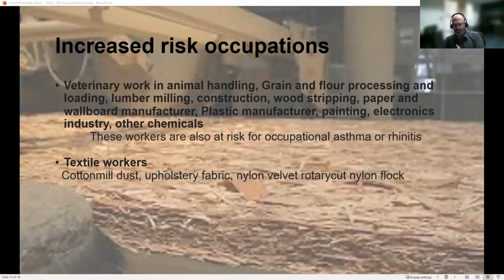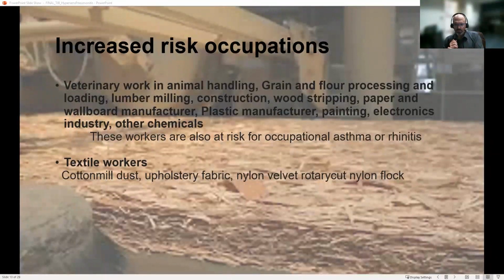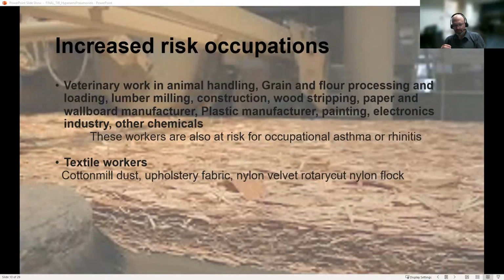So other occupations that we haven't talked about yet are grain and flour processing, lumber milling, wood stripping, plastics, paint, electronics industry, and other chemicals. And again, also at risk for occupational asthma or rhinitis. The textile workers, it appears the nylon flock, or flock in general, could be more of like a dust as they go through this rotary cut machine that takes like a string and then chops it up into fine pieces.